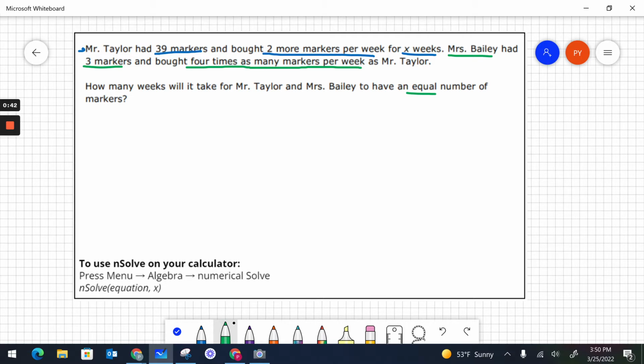To solve this type of problem, we can write an equation and then solve that equation. We know from the problem we want them to have an equal amount. So I'm just going to set up in words first. I know I want Mr. Taylor's amount of markers to equal the amount of markers that Mrs. Bailey has.